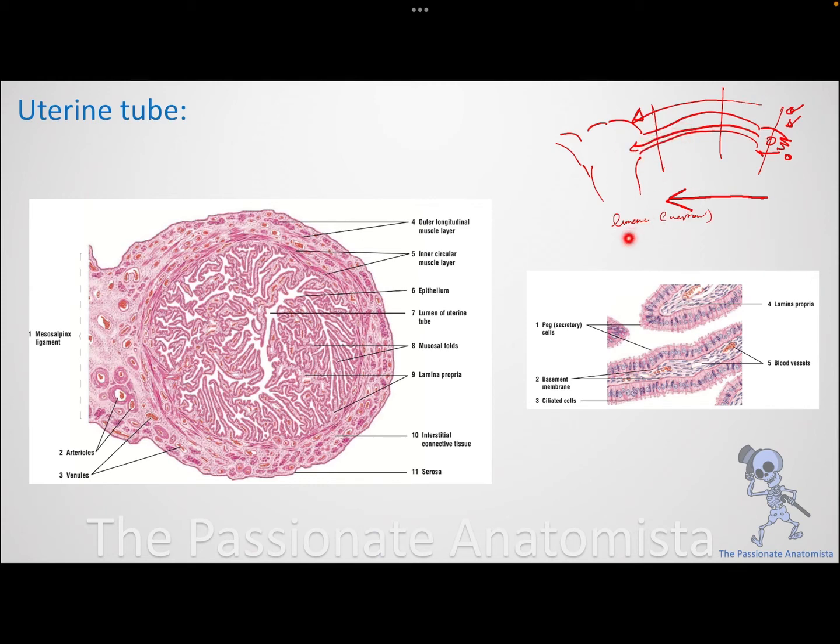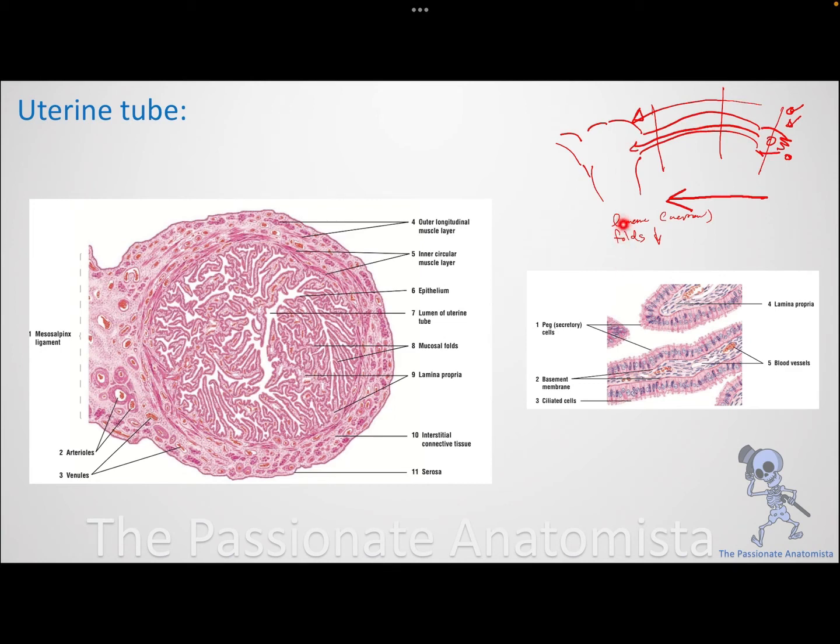So the lumen is going to become narrower. The mucosal folds are going to become less also. Why? Because many mucosal folds means I need a lot of cells. And there, I need the cilia because I need to help guide the oocyte into the uterus. I need more mucus because I need to help again to push it to the uterus. But as you proceed, you don't need it anymore. So the folds are becoming less.